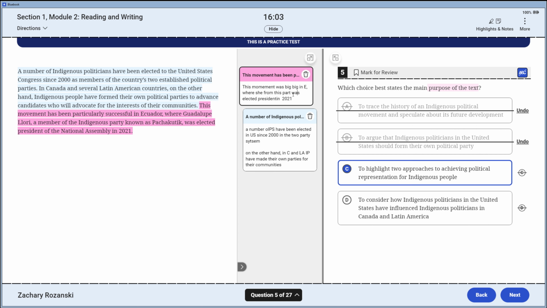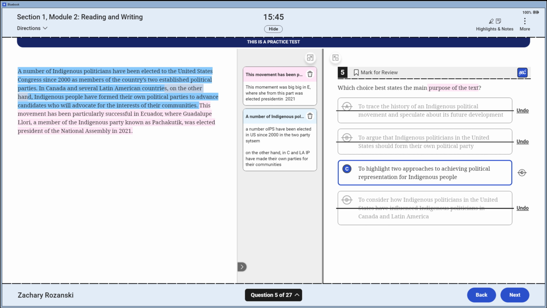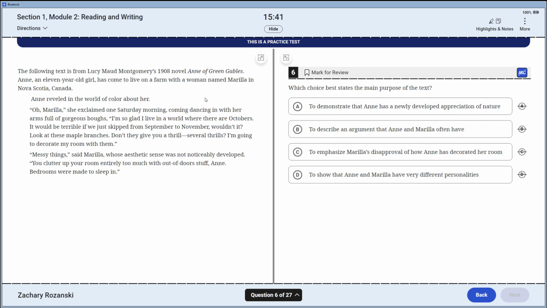In A, we had just joining the two established parties, and then in the second part, it was like, make your own. To consider how indigenous politicians in the United States have influenced those in there. I've got "on the other hand," not as a result. I would expect "on the other hand" to be just a different word if that were the case, but it's not, so I'm not going to.